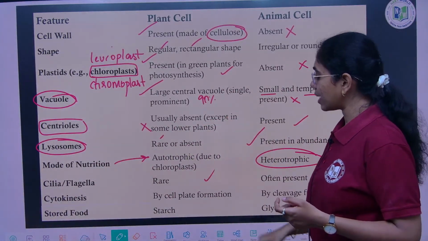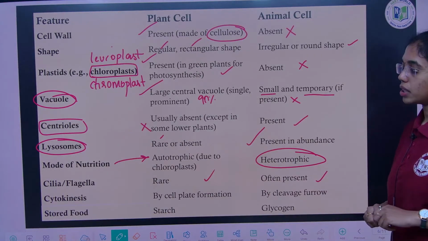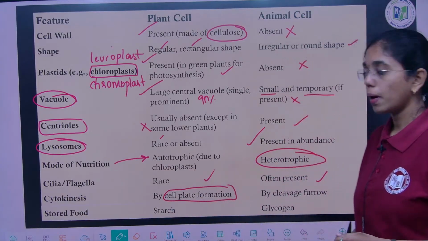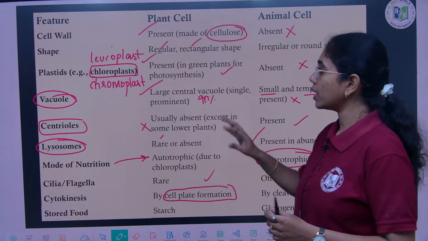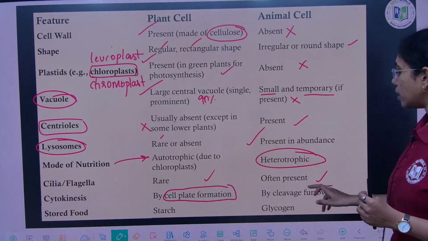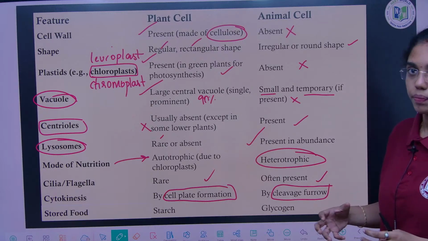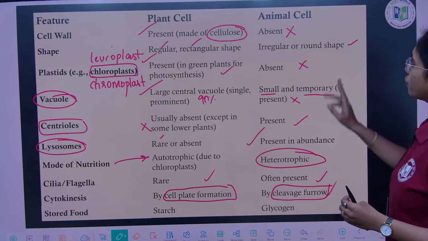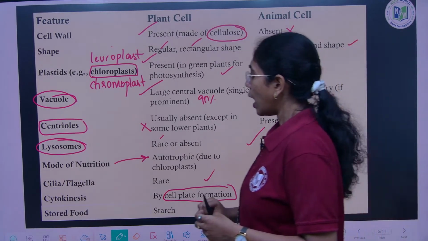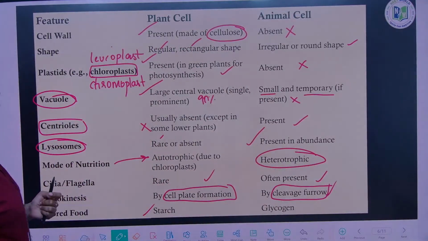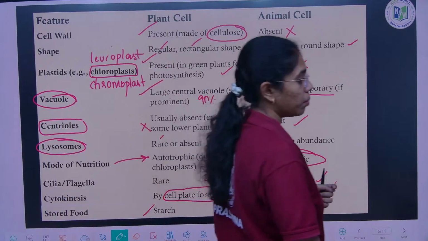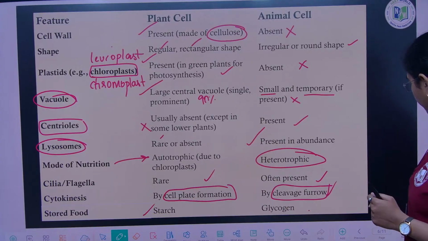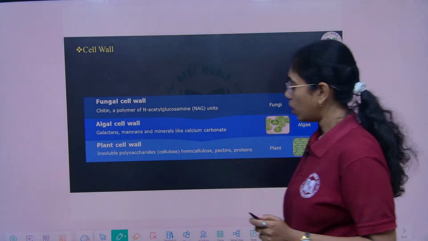Cilia and flagella are rare in plants. Cilia and flagella are often present in animal cells. Cytokinesis is by cell plate formation. How cytokinesis happens in a plant cell, we will also see that, and in animal cells it forms via cleavage furrow. Cytokinesis is via cell plate formation in a plant cell and it is via cleavage furrow in an animal cell. And then storage food is starch in a plant cell, it is glycogen in animal cell. Clear, right? Now we will move on to the cell wall.